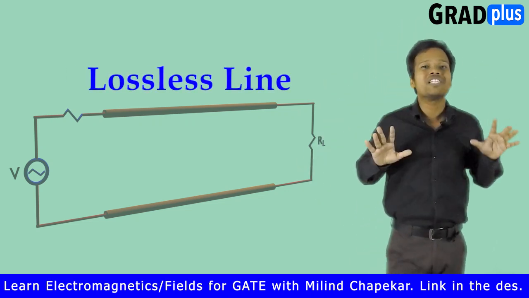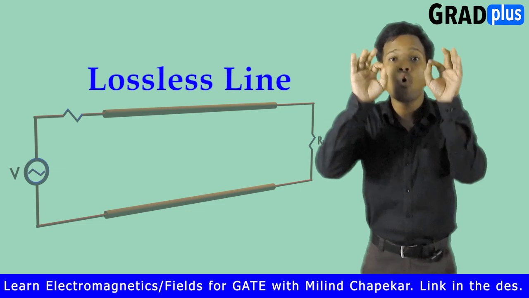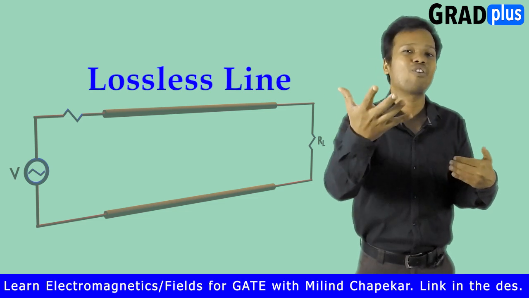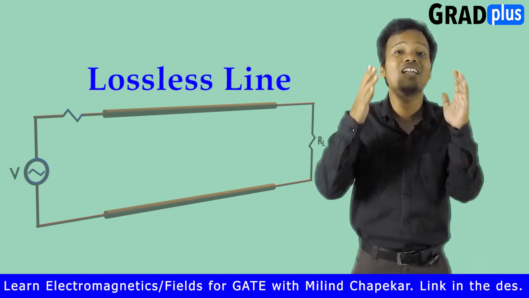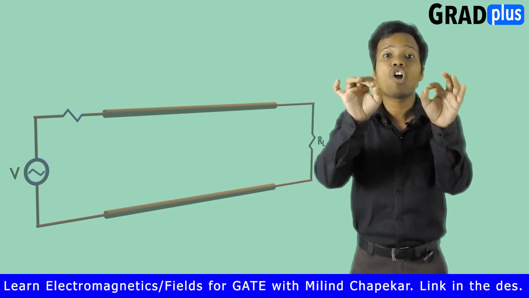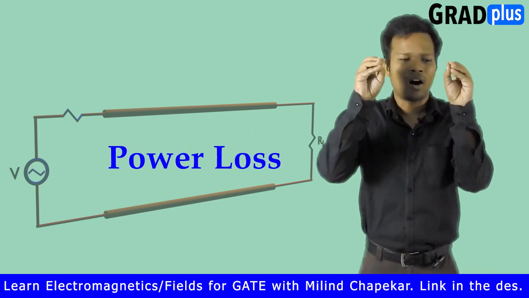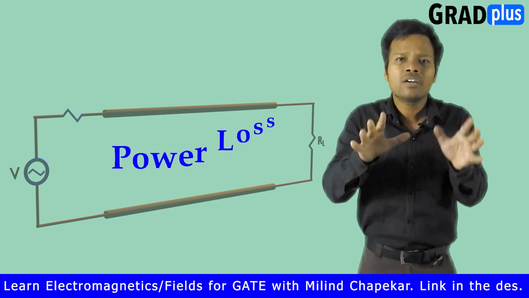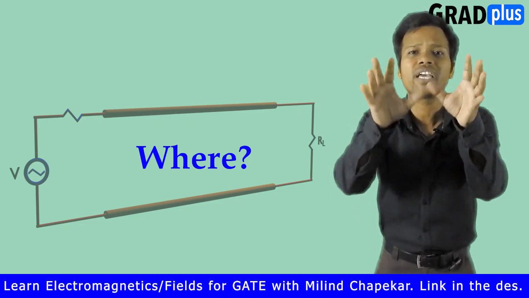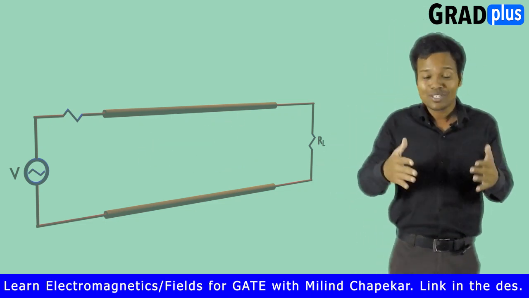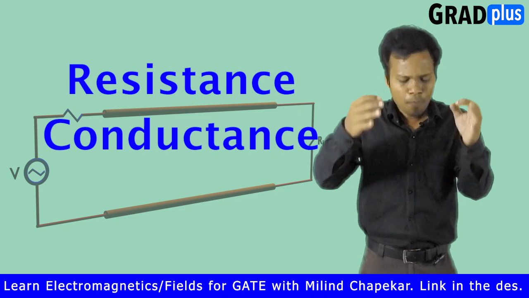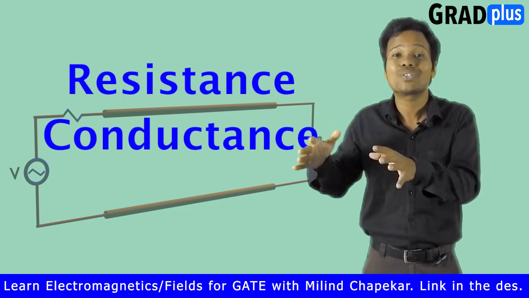So what happens over the lossless transmission line? There is no power loss while transmitting the electromagnetic energy over such a line, and that line is the lossless line. Now, simple concept: power loss. Apply your simple electric circuit concept. Where does power loss happen? Apply your simple network theory concept. Power loss happens in the resistive kind of element, resistance, conductance. Yes or no? So power loss basically happens in the resistance and conductance.